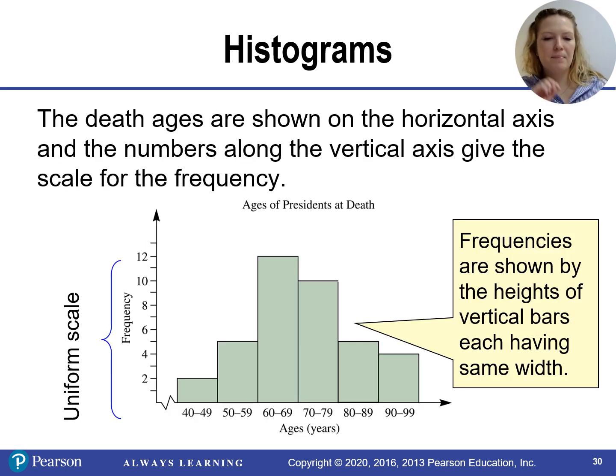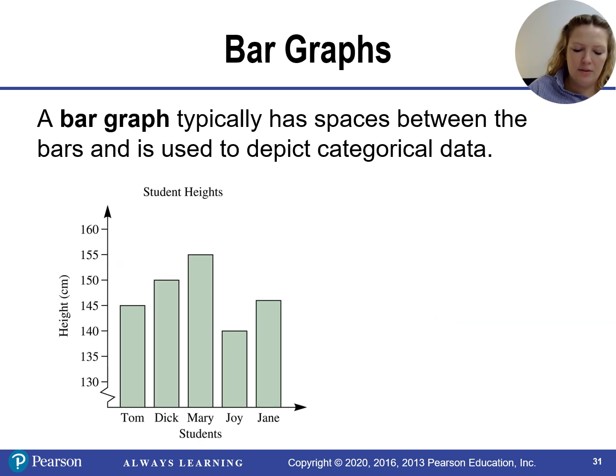So a histogram is presented here to show the ages of deaths of the presidents. We have on the horizontal axis all of the ages that they died and then their frequencies. In a bar graph, however, we have spaces between the bars, and we usually use bar graphs to depict categorical data rather than numerical data.